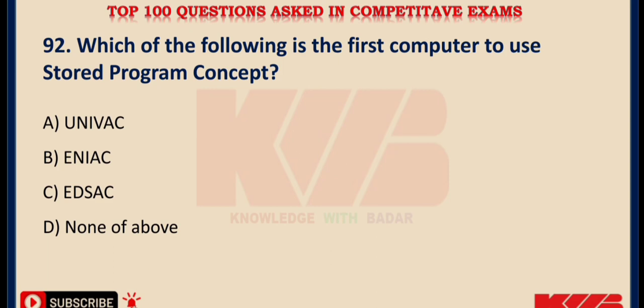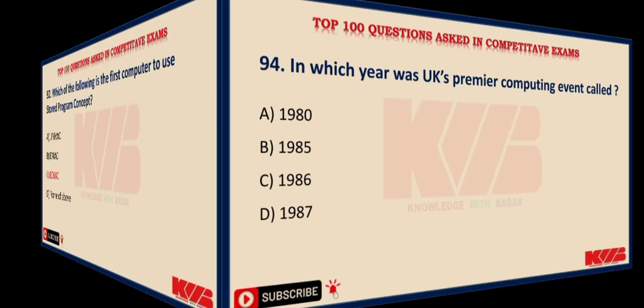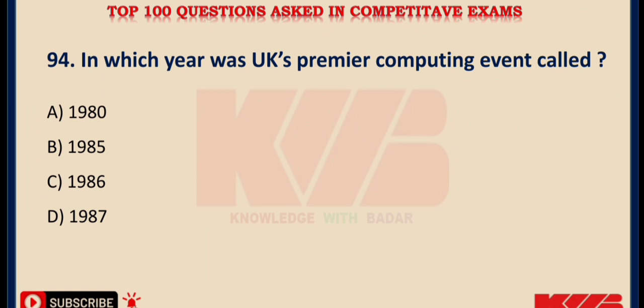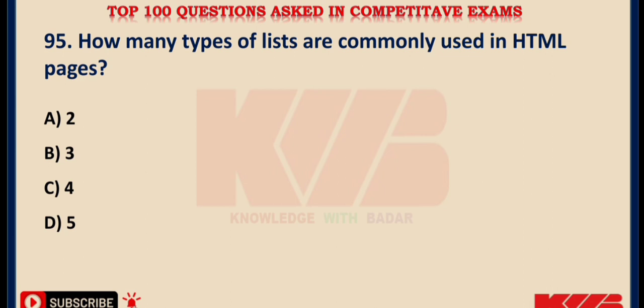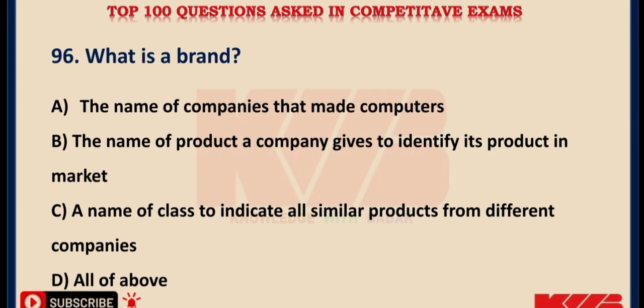Question number 94. Which of the following is the first computer to use stored program concept? UNIVAC, ENIAC, EDSAC, none of the above. And it is EDSAC. Question number 93. In which year was UK's premier computing event called? 1980, 1985, 1986, 1987, and the correct answer is 1980. How many types of lists are commonly used in HTML pages? 2, 3, 4, or 5? Yes, 4.